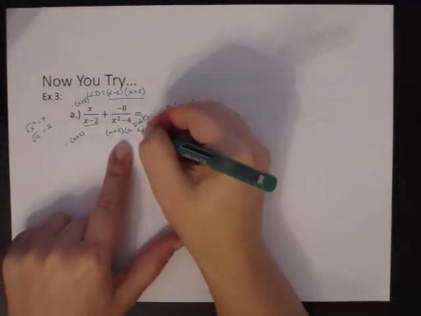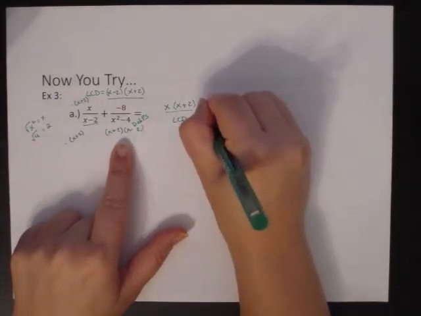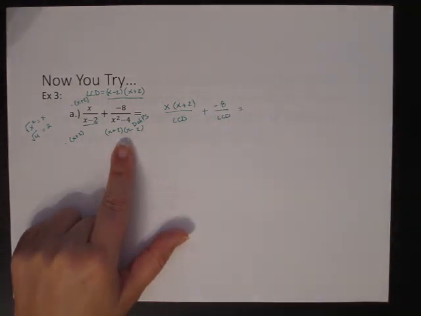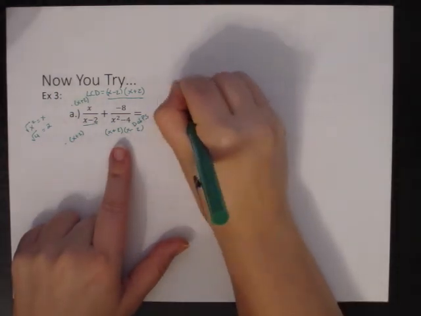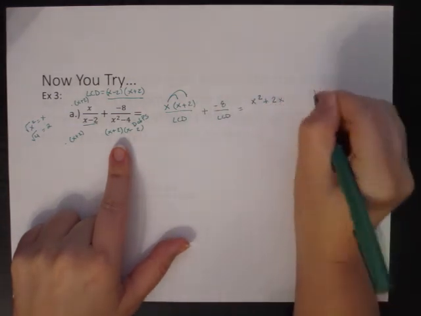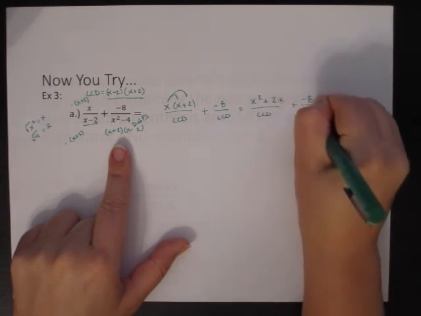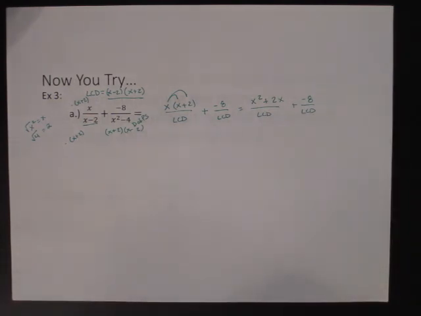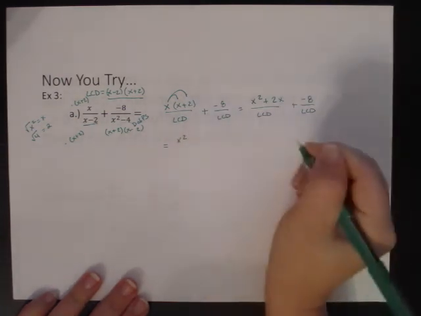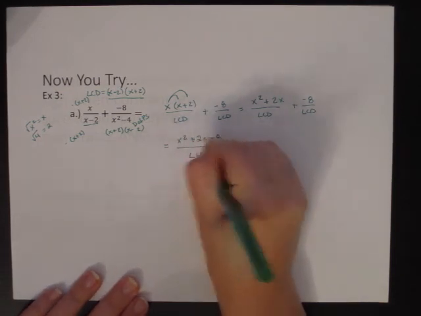Then I compare my second denominator to my LCD. There's nothing that's missing. So I'm going to go plus negative 8 over LCD. And then I've got to clean up my numerators. So I've got to distribute this x. So x times x is going to be x squared. X times 2 is going to be 2x. And then over LCD plus negative 8 over LCD. So I've cleaned up my numerators individually as much as possible. So now I have to put them together. So I get x squared plus 2x minus 8 over LCD.